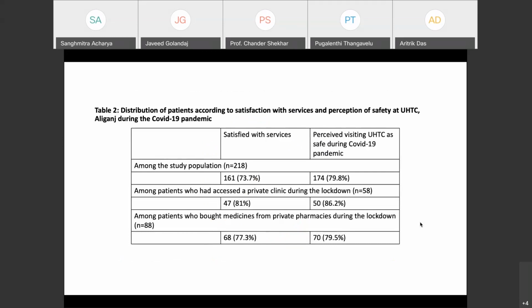Among the patients who had access to private clinics during the lockdown, 81% were satisfied with the services and 86.2% now considered the UHTC as safe. Among patients who bought medicines from private pharmacies during the lockdown, 77.3% were now satisfied with the services at UHTC, and 79.5% perceived visiting the UHTC as safe.